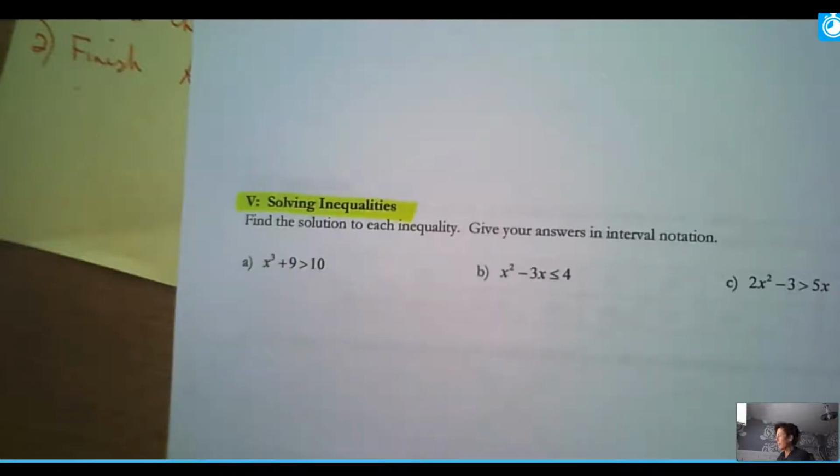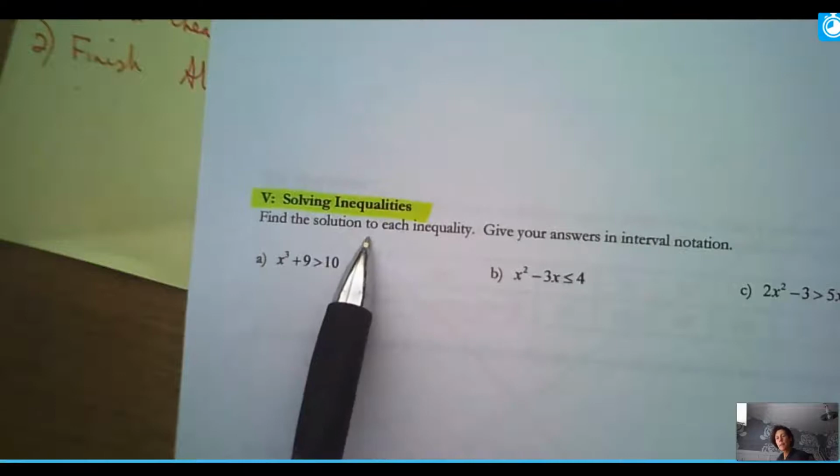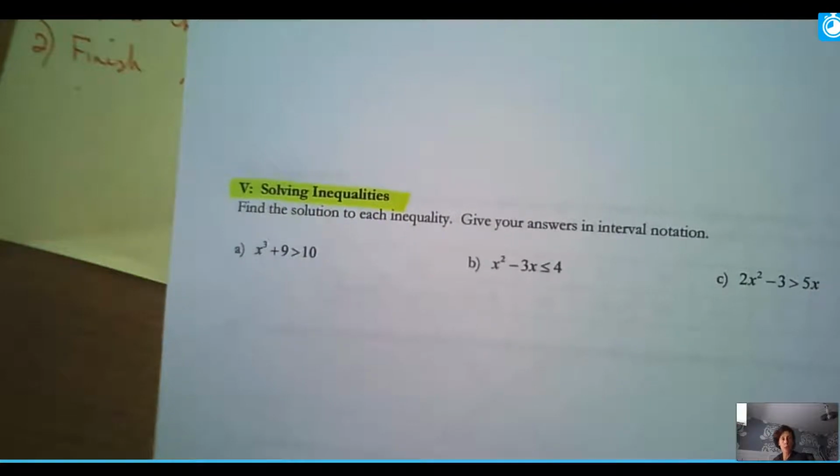So I am covering section 5, Roman numeral 5, solving inequalities. So you're going to see things very similar to what you saw up here from Ms. Calhoun, but we're going to have to add an extra step because it's an inequality. So I'm going to kind of do these in a different order.